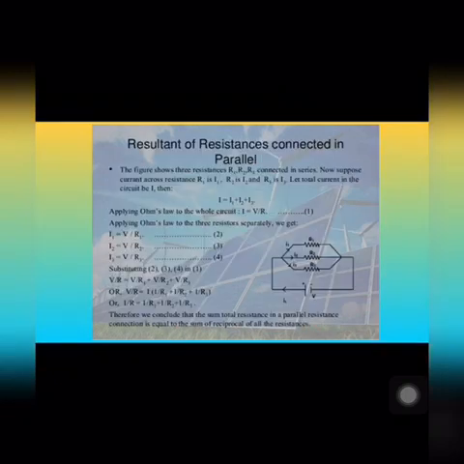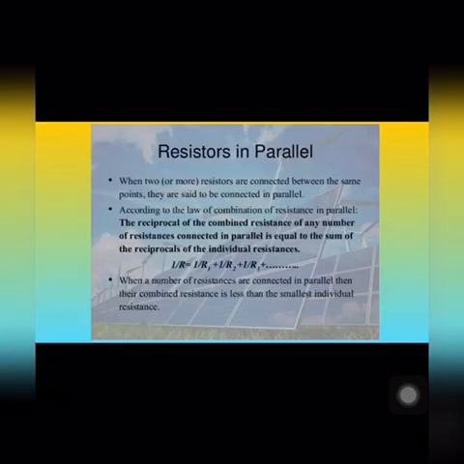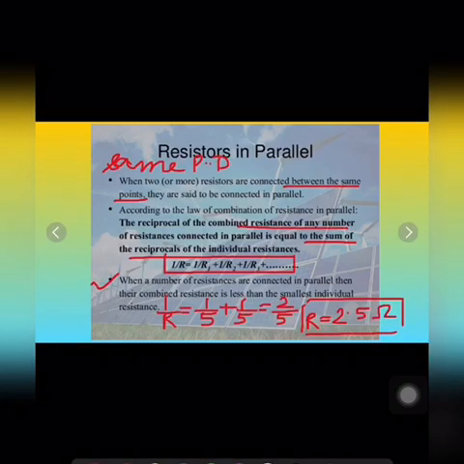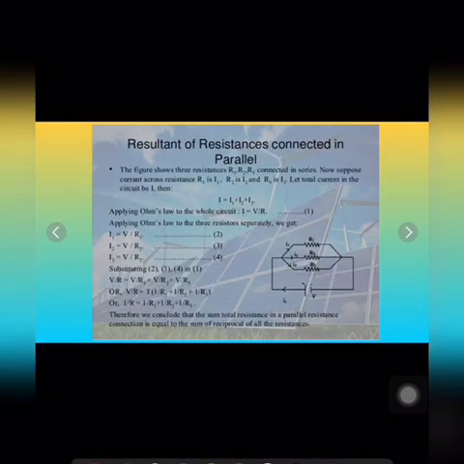Now let us see the derivation of the law of combination of resistances in parallel. Consider three resistances R1, R2 and R3 connected in parallel. Suppose the current through resistance R1 is I1, through R2 is I2 and through R3 is I3. Let the total current in the circuit be I. Then I equals I1 plus I2 plus I3.